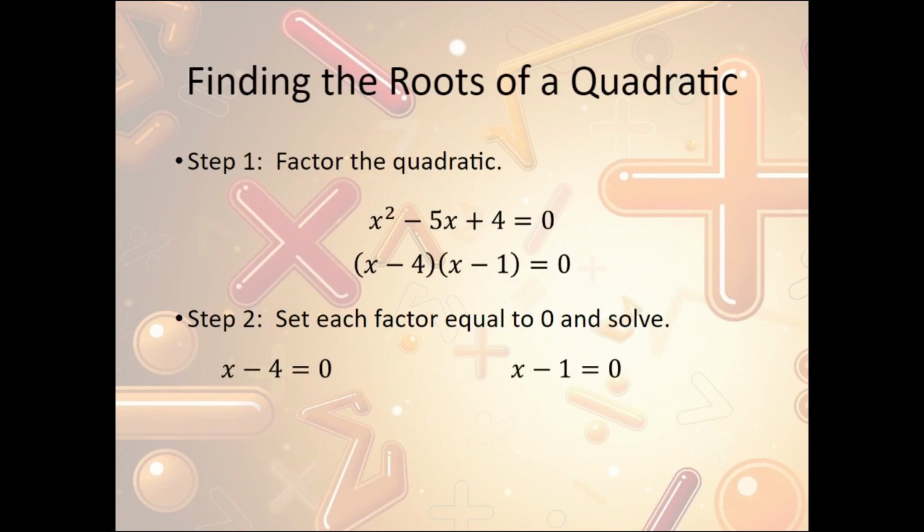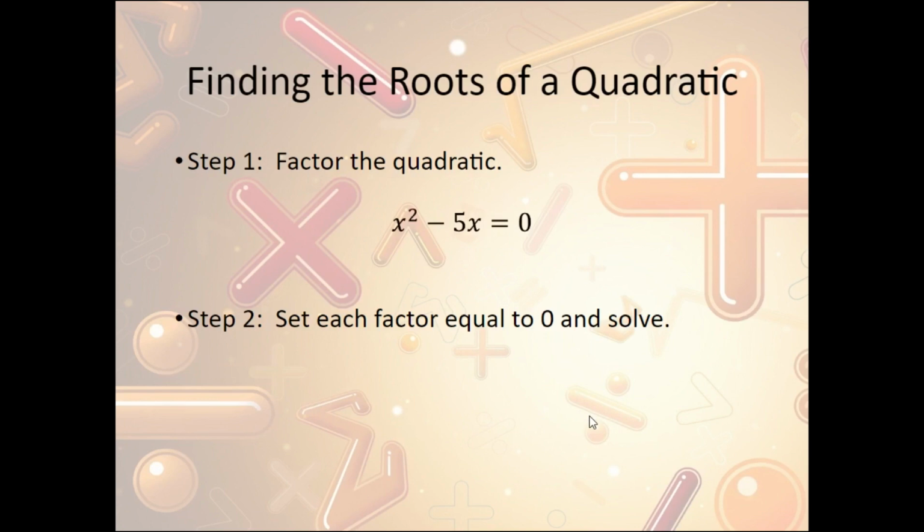Now we just solve for x. So we add 4 to both sides, and we get x equals 4. We add 1 to both sides, and we get x equals 1. So the zeros, or the roots, or the x-intercepts, whatever you want to call them, for this equation are x equals 4 and x equals 1.